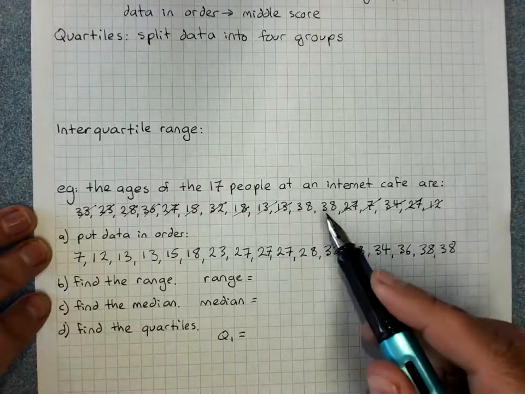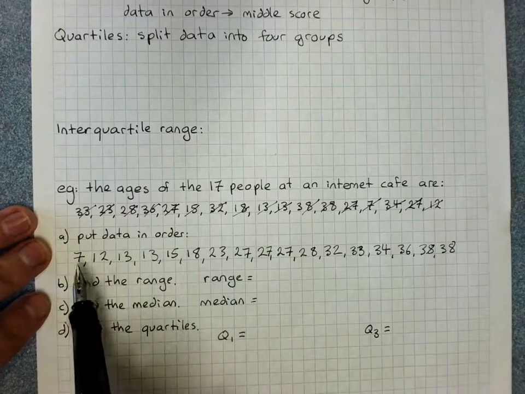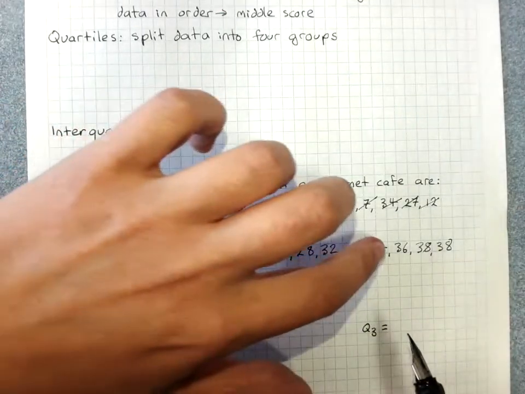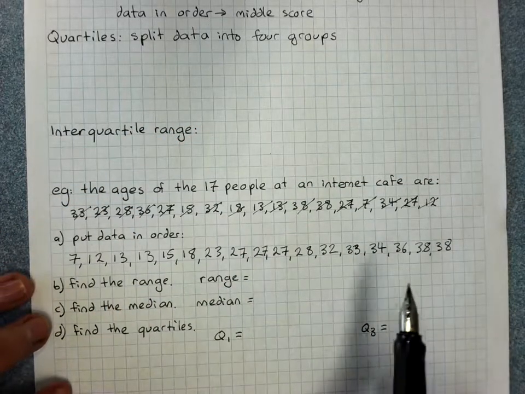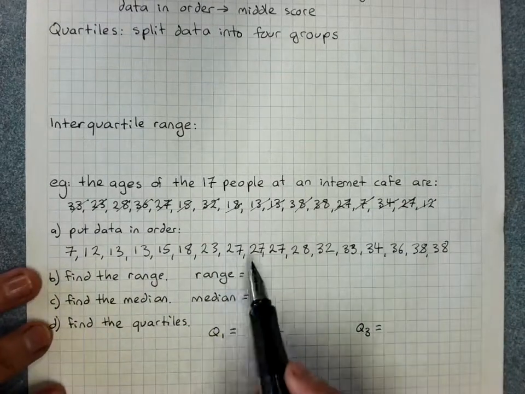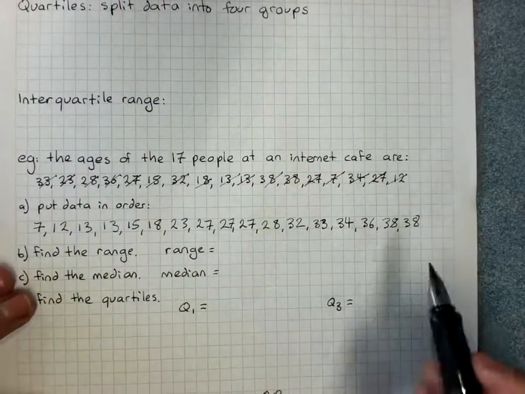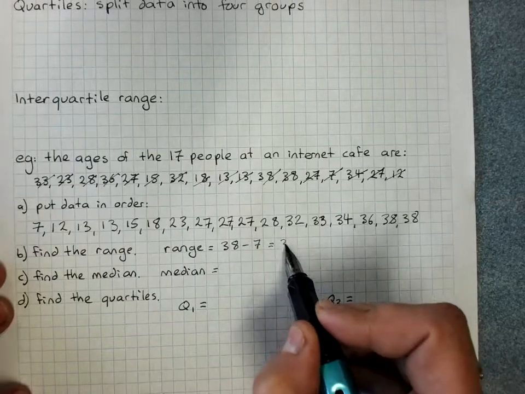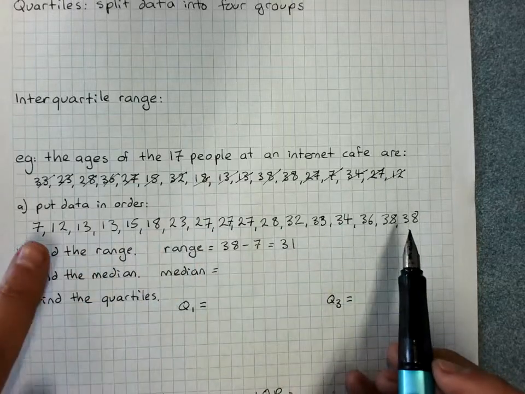And the other check that you can of course do is they said there were 17 people. So quickly check 2, 4, 6, 8, 10, 12, 14, 16, 17. So that says we got the right number of people. Put your data in order. Now it's easy to find the range, which is of course highest score minus lowest score. So 38 minus 7 is a range of 31. That means there's 31 years between the oldest and the youngest person there.